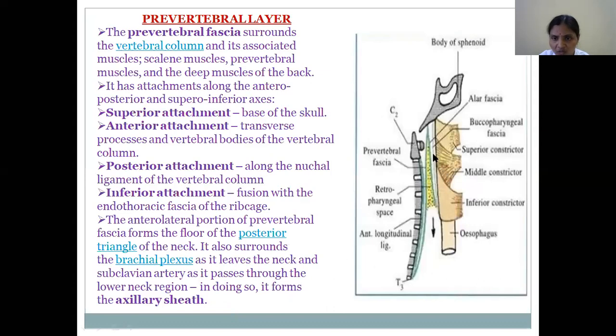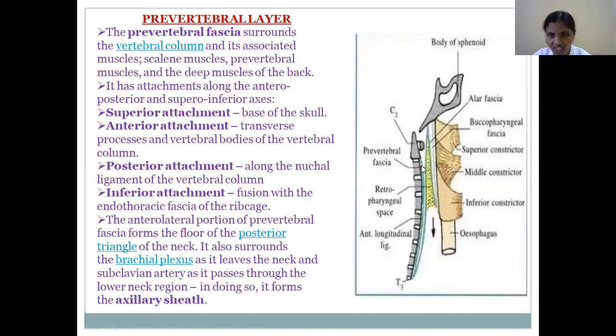Retropharyngeal space. Here you can see this retropharyngeal space between the buccopharyngeal fascia and the alar fascia. And here the prevertebral layer is splitting into the alar and prevertebral layers. In between the splitting of this layer, there is a space which is known as the danger area. Why? Because it is filled with loose areolar tissue.